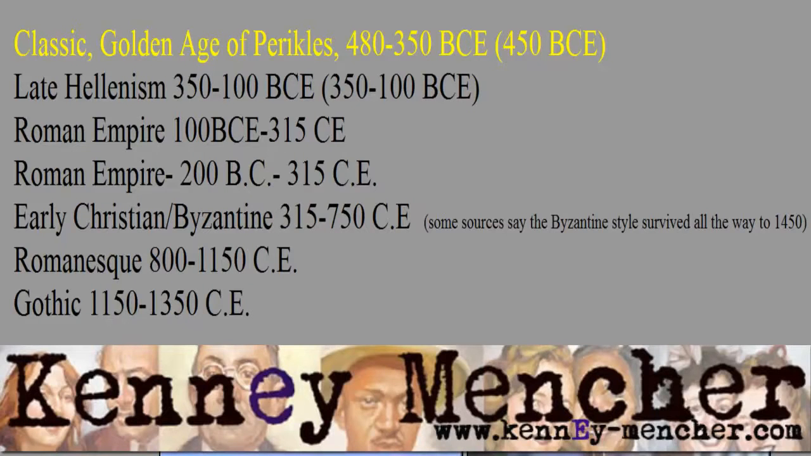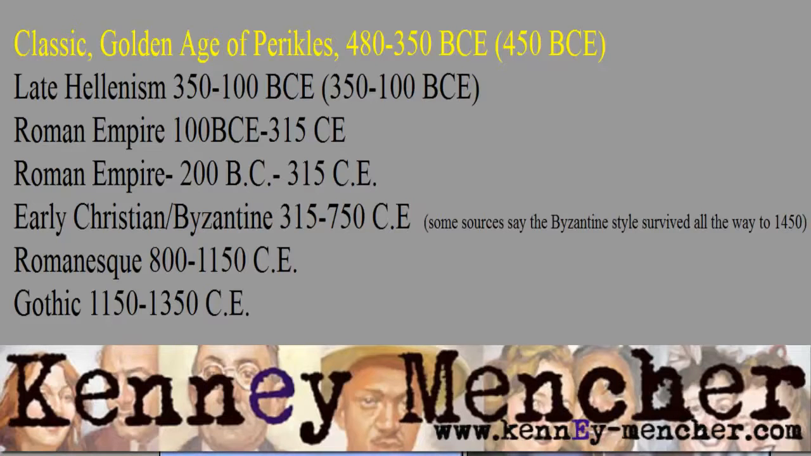So I'm going to tie together a whole bunch of stuff that we've been looking at by talking about the sort of golden age of Pericles, some of the philosophy and some of the ideas that are underlying a lot of the classical works we'll be looking at. So if you look at the timeline, you can see it runs from about 480 to 350.